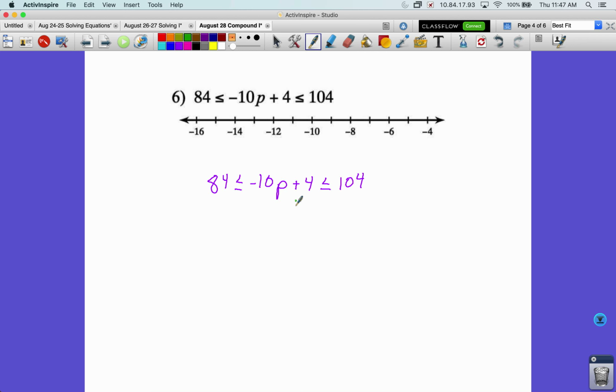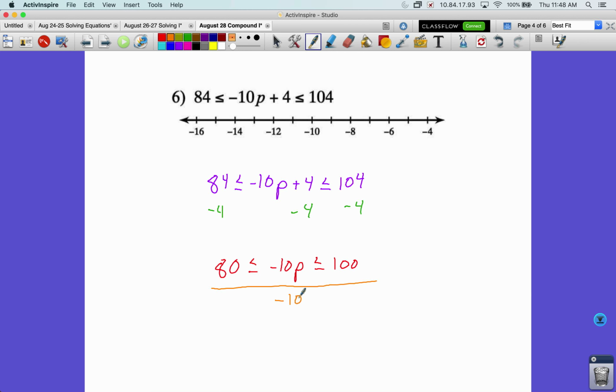So that means getting rid of this +4. How do I get rid of a +4? With a -4. And then I do that inverse operation to all 3 sides. Now I've got 80 is less than or equal to -10p is less than or equal to 100. Got to get rid of that -10. That means dividing everything by -10.